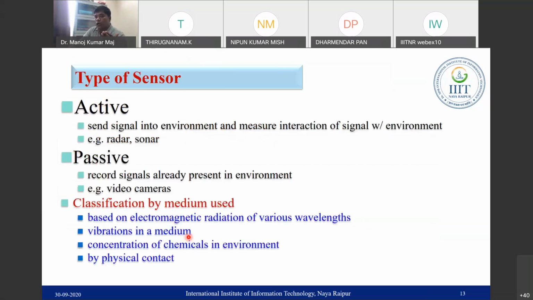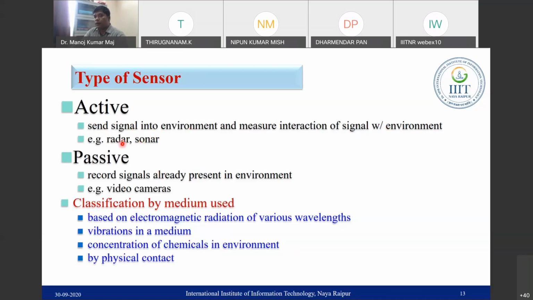Now, when we talk about the different types of sensors, mainly there are two types: active and passive sensors. These active and passive sensors mainly differ in their physical behavior. If we are talking about the active type, these sensors or devices can send a signal into the environment and then measure the interaction of the signal with the environment.